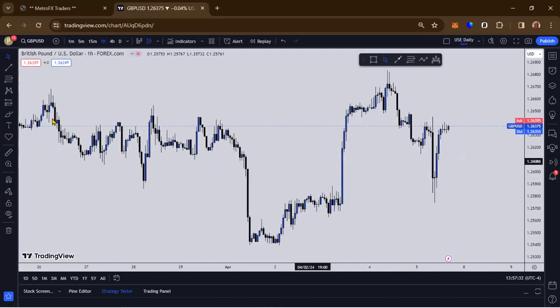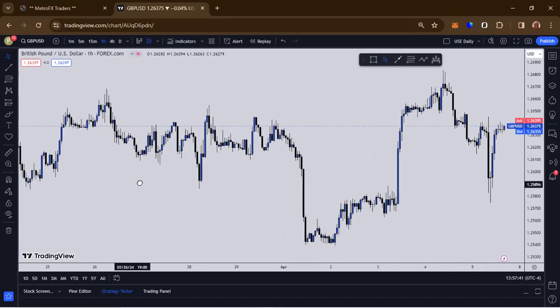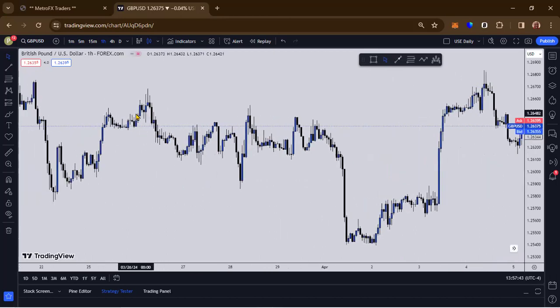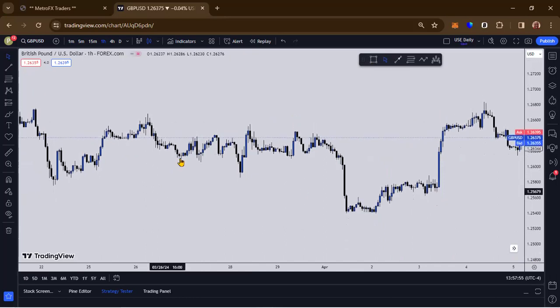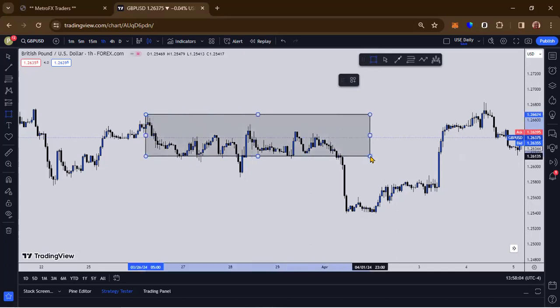In GBP USD, you'll notice there are swings that go up and swings that go down, so an uptrend and a downtrend, but there are sections in the market where it goes sideways. These are called consolidation sections. If you look at this chart, you'll notice there are a couple of areas where you can put a box on a sideways consolidation.